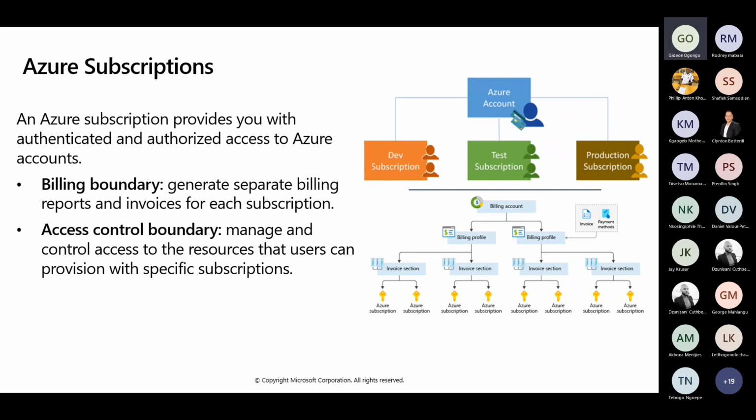It also represents an access control boundary, meaning you can control which user has got access to which subscription. So obviously, if I give you permission on a production subscription, it means you can access resources that are created in the production environment. And if I give you access to a subscription that is for training, you'll be able to access resources for training as well. So you can manage and control access to resources that users can provision with specific subscriptions.